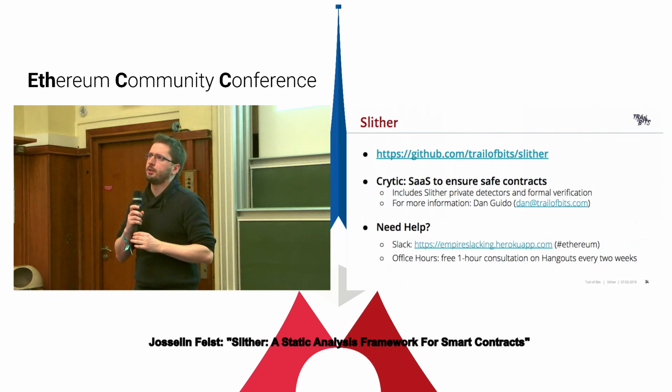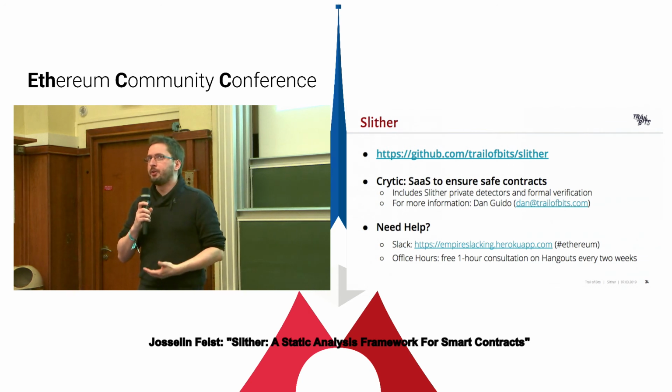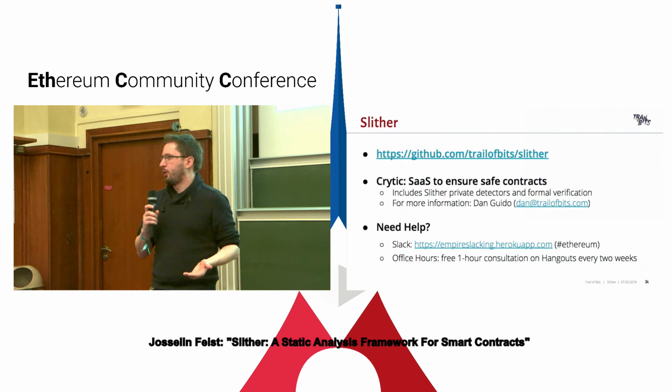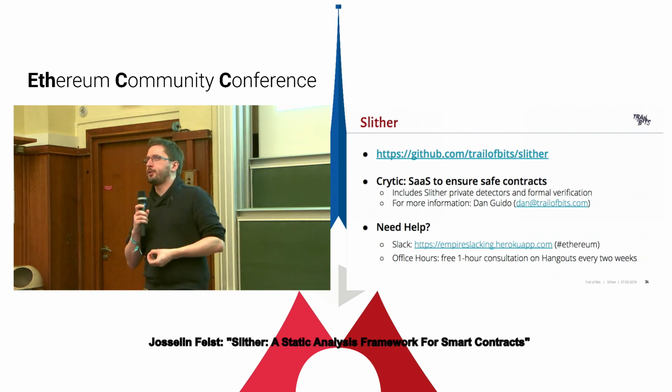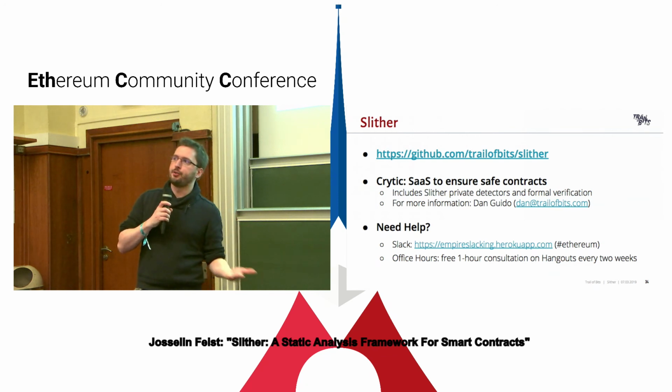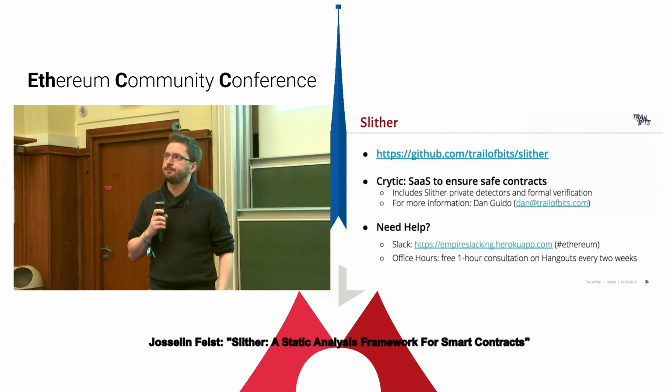Does that make sense? So with static analysis, we find the simple bugs, the things that it can find. If you want to find more complex bugs that are built on top of the logic of the contract, you will need fuzzing or symbolic execution. Does that make sense?